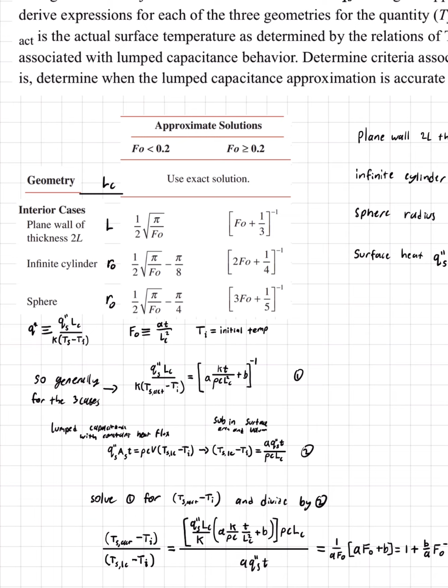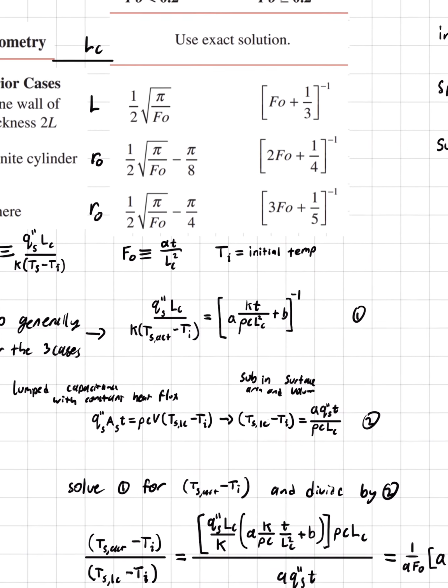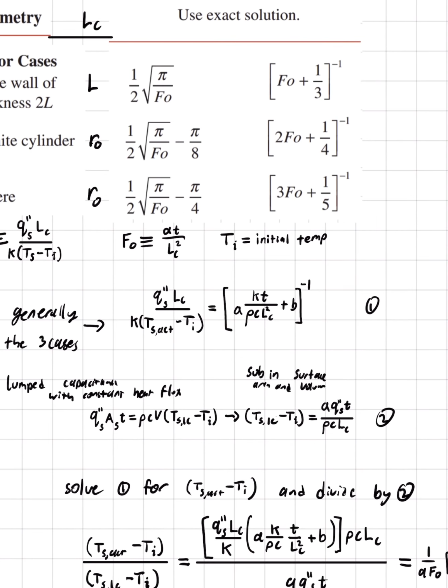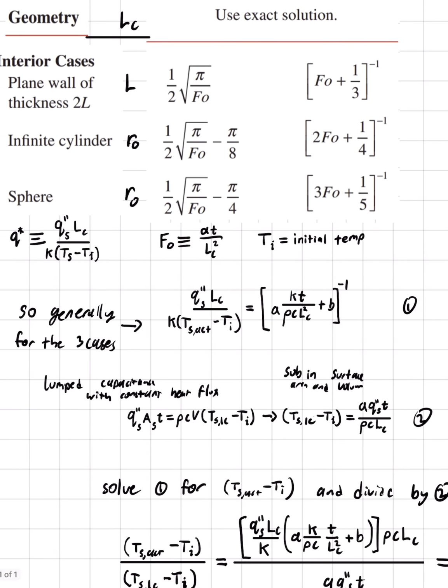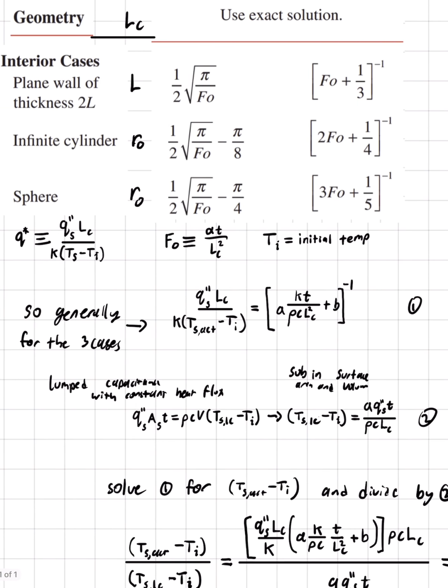Using those definitions and looking at the table, we can see that generally for all the cases you get the equation Qs times Lc over k times Ts actual minus Ti is equal to A, a constant, times kt over rho C Lc squared plus B, another constant, all to the negative 1. That's basically a constant multiplied by the Fourier number plus a constant, all to the negative 1. We define that as equation 1.